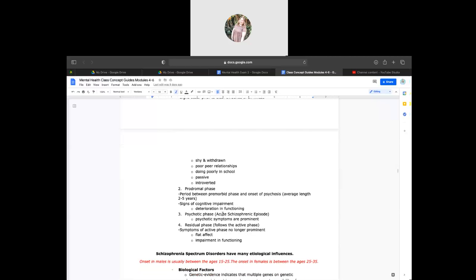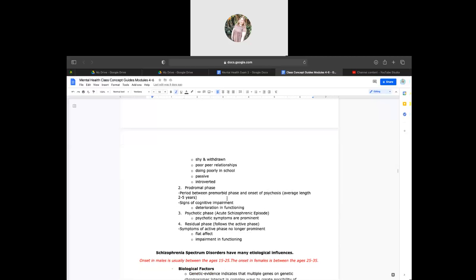The prodromal phase is that period between premorbid and that first onset of psychosis. It can last 2 to 5 years. They may still have that deterioration in functioning. They're going to have cognitive impairment. They may have different types of behaviors that occur.